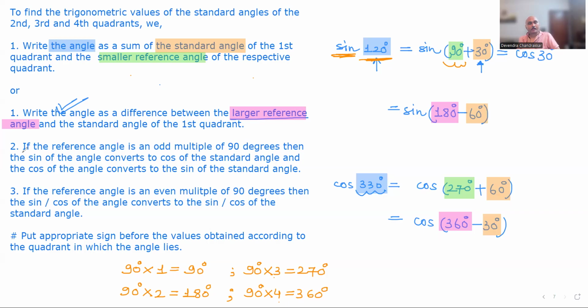I repeat, if the reference angle is an odd multiple of 90 degrees, so in this case it is, then the sine of the angle converts to the cos of the standard angle. I hope all of you understood this. If you have any doubts or any queries, please ask. I'll help you understand it.